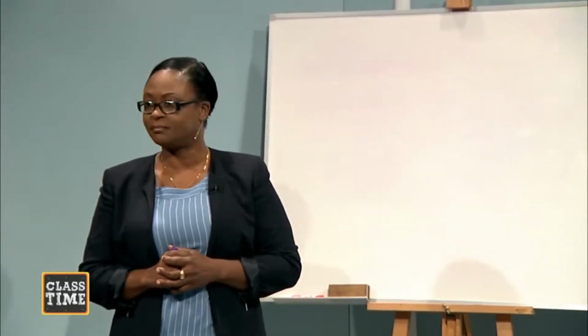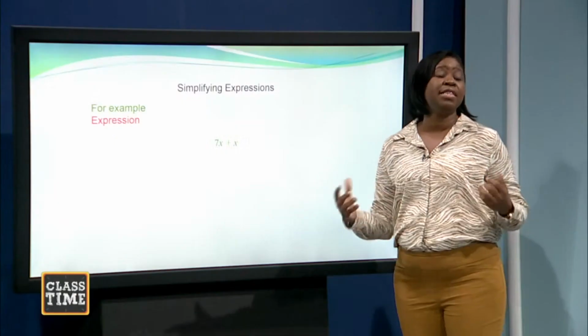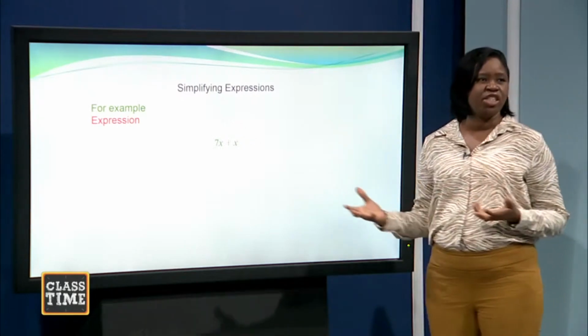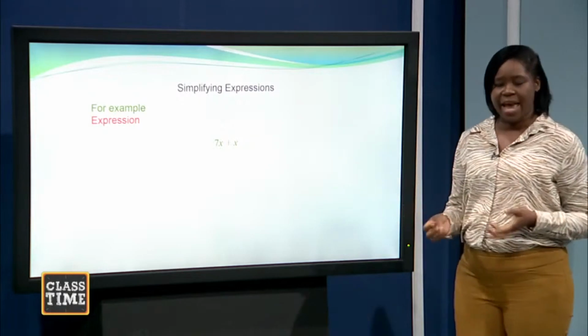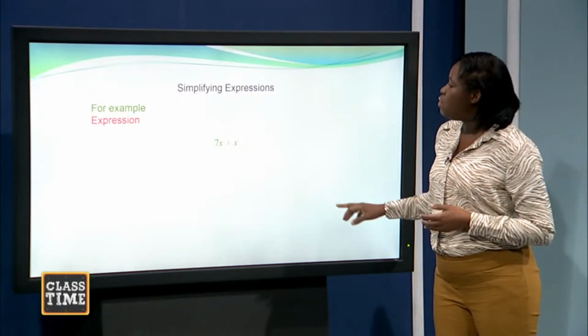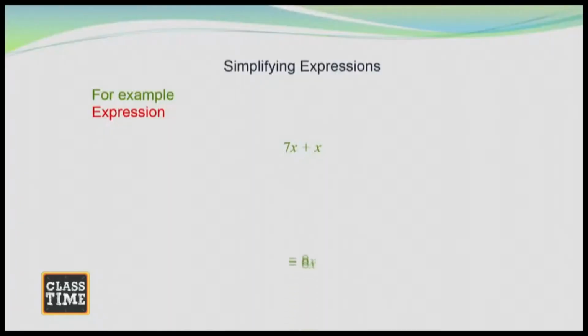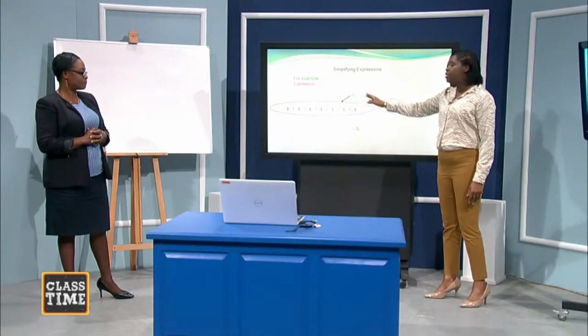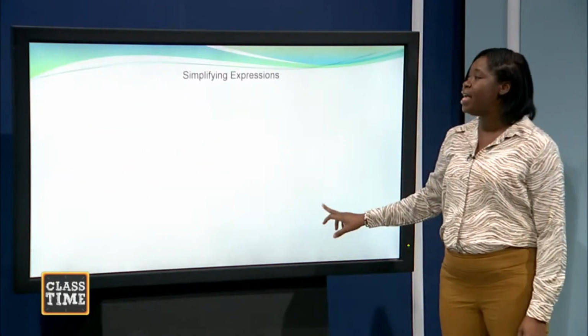So, as we said, we'll be simplifying binomials today. Let us look at an example. Here we have an expression, 7x plus x added to x. Now, we want to simplify this. So we would get 8x. Looking at this, we have 7 x's, 1, 2, 3, 4, 5, 6, 7, being added to one other x, which would give us 8x. So 7x added to x would be simplified to 8x.